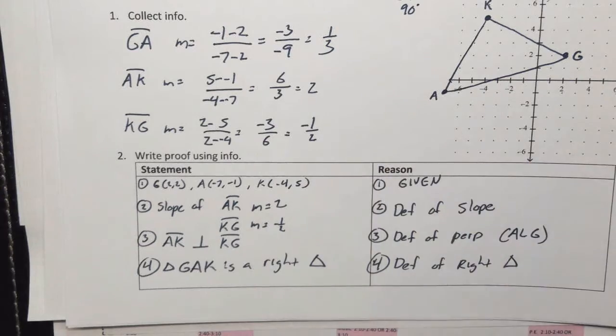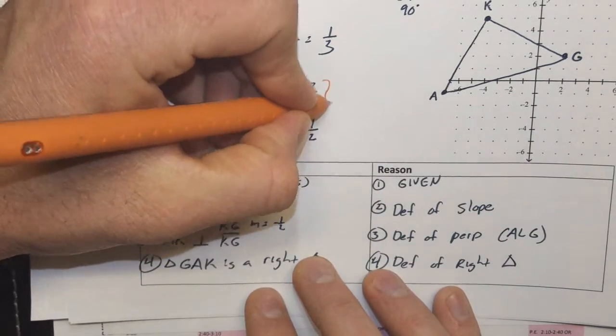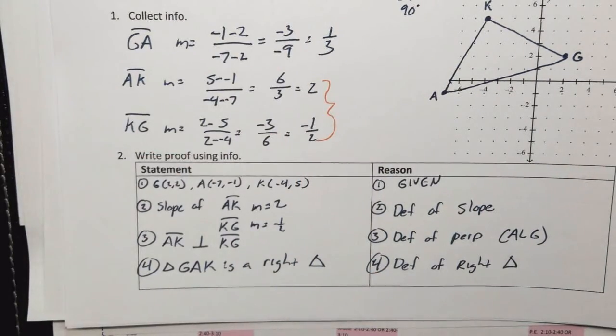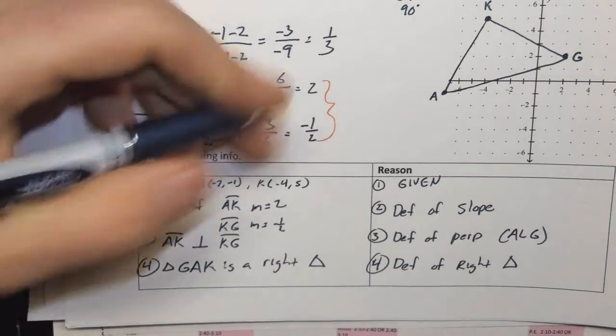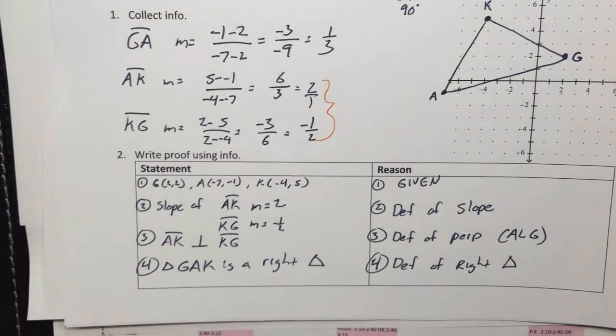These second 2 slopes are going to be connected to each other. They certainly don't match, but they are opposite reciprocals. One is positive, one is negative. One is 2 over 1, and one is 1 over 2.